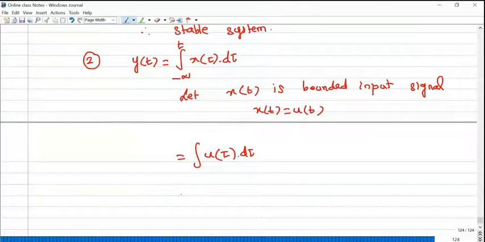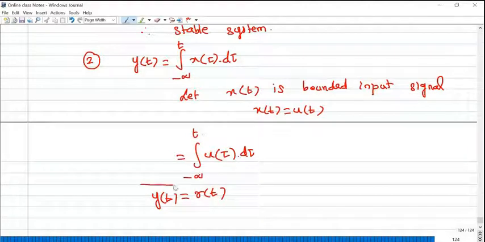Do you remember the relationship between u of t and r of t signal? The integration of u of t d tau is nothing but r of t. So when we assume the input signal x of t is a bounded input signal, according to the system behavior we are getting y of t equal to r of t.